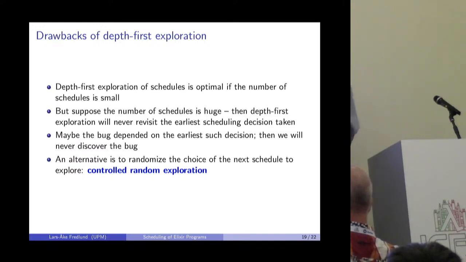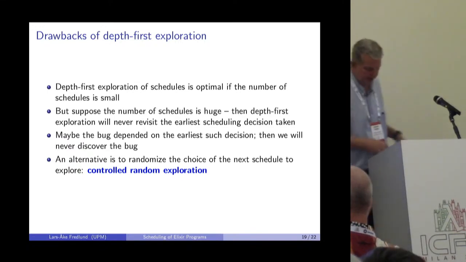So ideally, we would like to be more random with the next schedule that we're going to explore. And that's the idea for the second algorithm, the controlled random exploration algorithm. Okay?